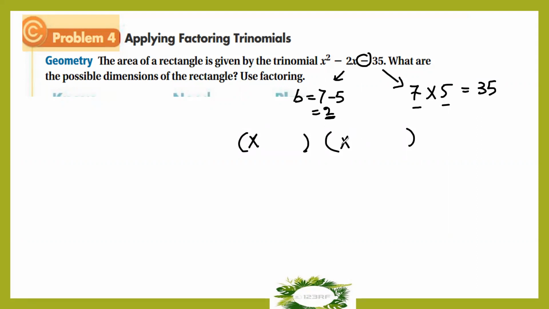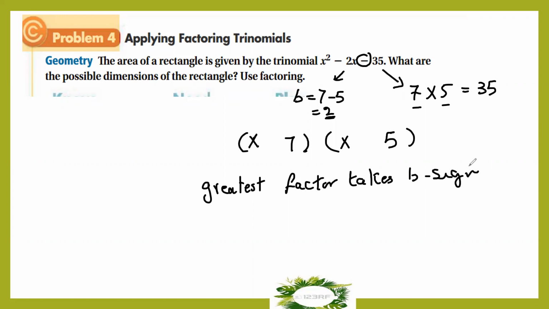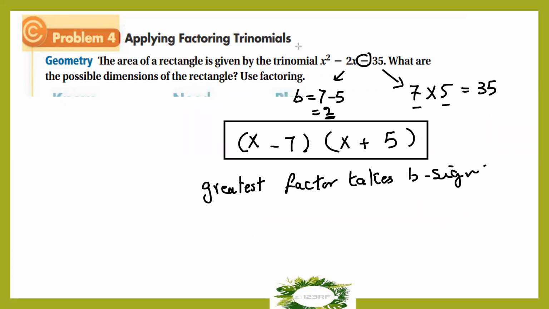The first term in each is x, and here it is 7, here it is 5. One of them is positive, the other one is negative. The greatest factor takes the B sign, which here is negative, and the other one is positive. So here these are the factors. Yes, that's true. Okay, does it work with you? Yeah, it's okay.